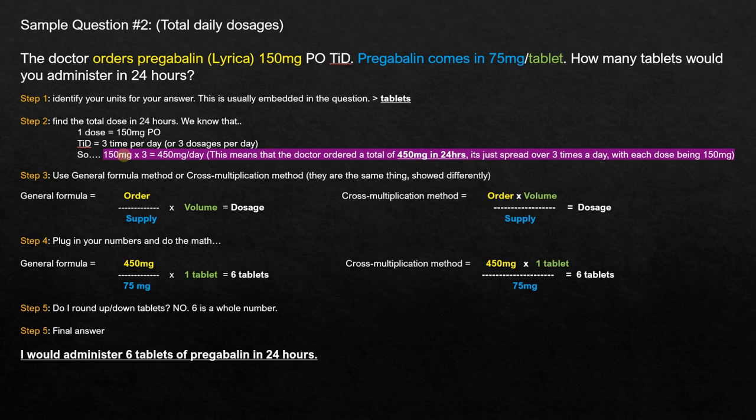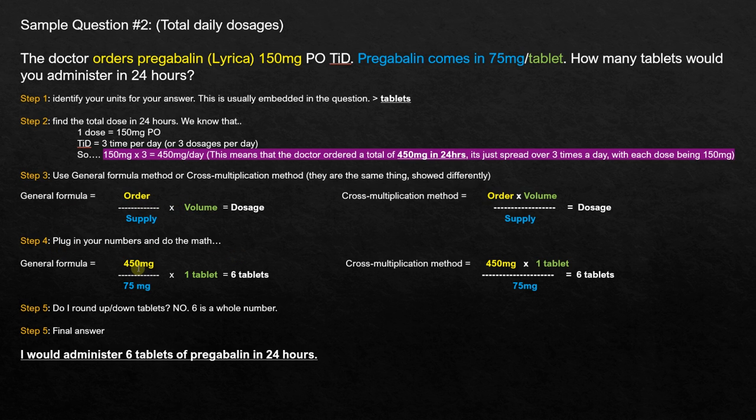So 150 milligrams, which is 1 dose, times, we're going to give it 3 times a day, so 3 dosages, it will give us 450 milligrams per day. This means that the doctor has ordered 450 milligrams in 24 hours. We're just spreading it over 3 dosages, with each dose being 150 milligrams. So we're going to use our formula. And then step number 4, we're going to plug in our numbers.